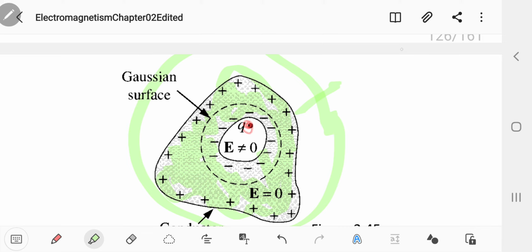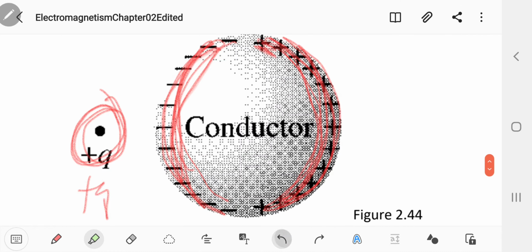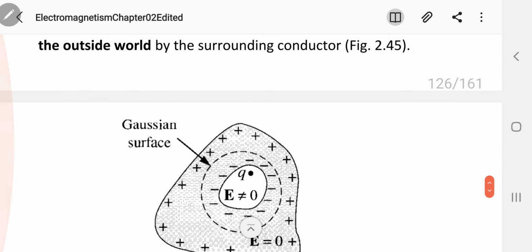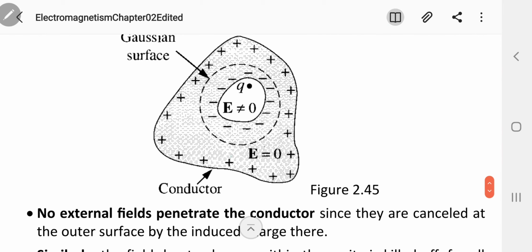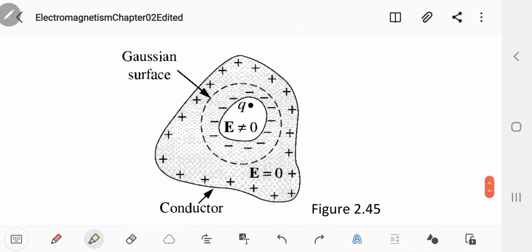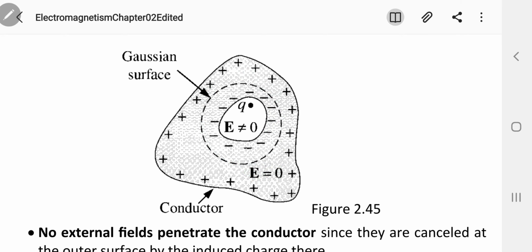So anyway, inside the conductor, if you draw a Gaussian surface here, it will enclose Q and the inner charge, which is negative Q. So the total charge you enclose is equal to 0. So therefore, the electric field is equal to 0 here. Okay.